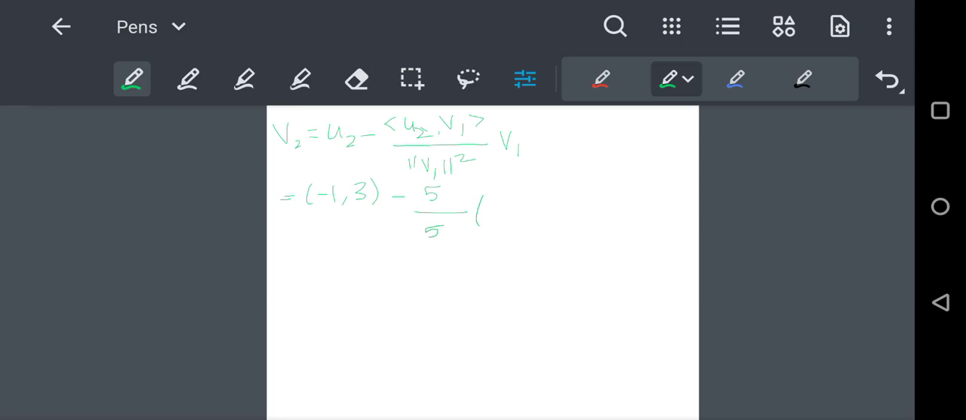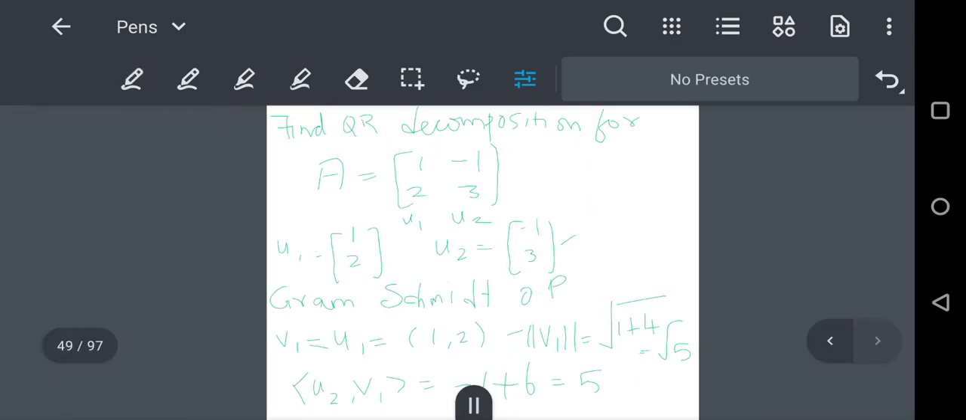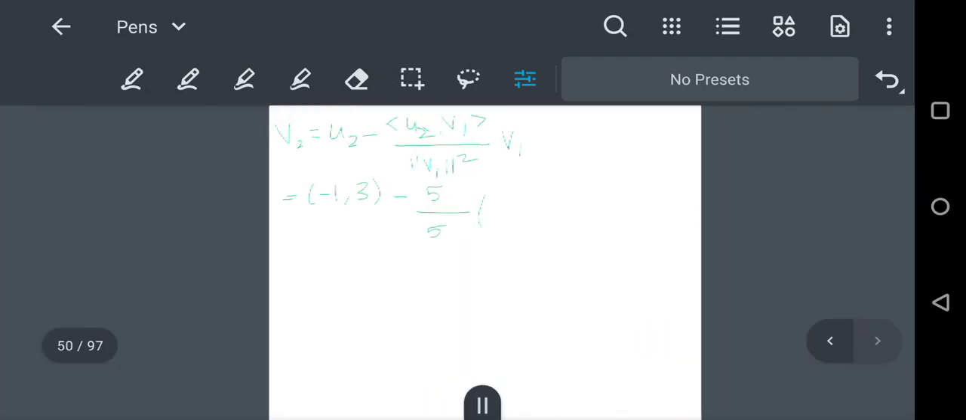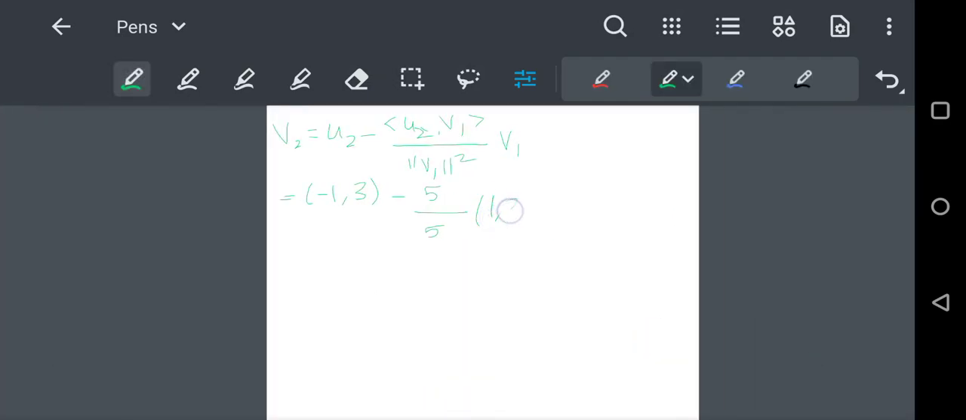Multiplied by v1. The value for v1 is (1, 2). So these two will get cancelled when you subtract (1, 2) from (-1, 3). Minus 1 minus 1 is minus 2, and 3 minus 2 is 1. So this gives you the value for v2.